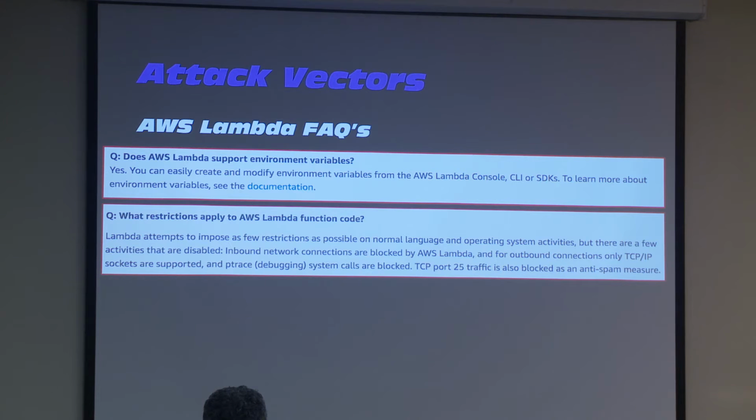There are a few activities that are disabled. Inbound network connections are blocked by AWS Lambda. For outbound connections, only TCP/IP sockets are supported, and ptrace debugging system calls are blocked. TCP port 25 is also blocked as an anti-spam measure. Again, kudos to AWS. They've taken a lot of proactive measures to prevent abuse, but we can kind of meander our way through some of these parameters and find some interesting things.